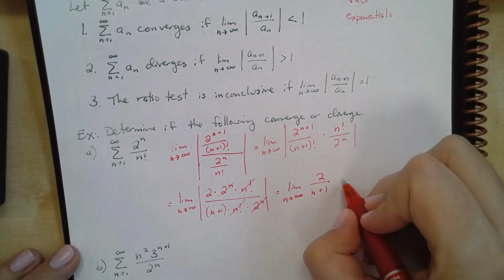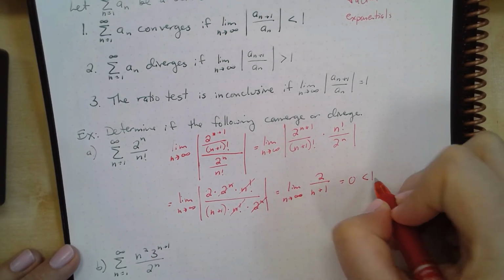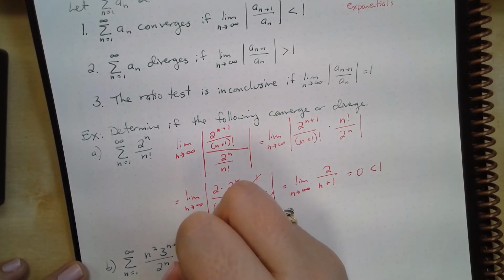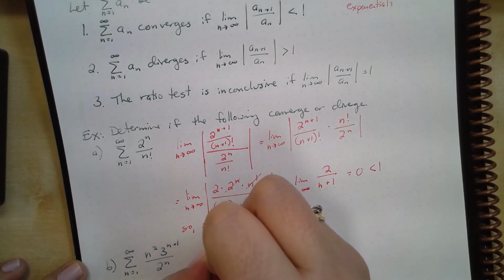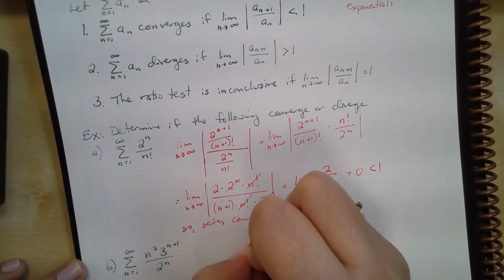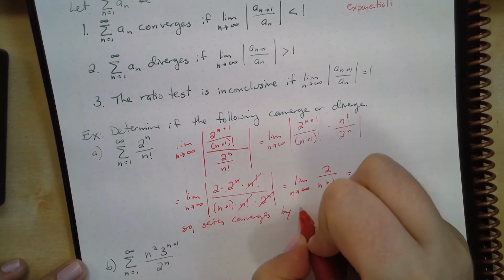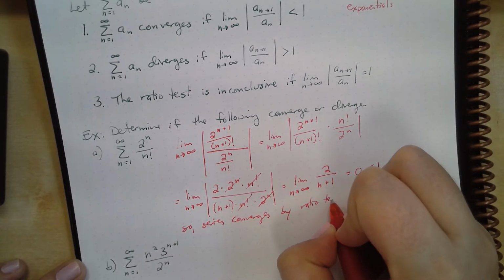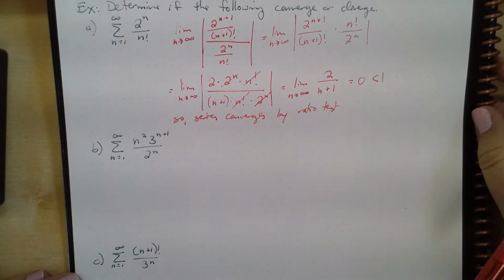Well, that equals 0, right? And that's less than 1. Therefore, the series converges by the ratio test. Isn't that kind of fun? Okay, I like this one.